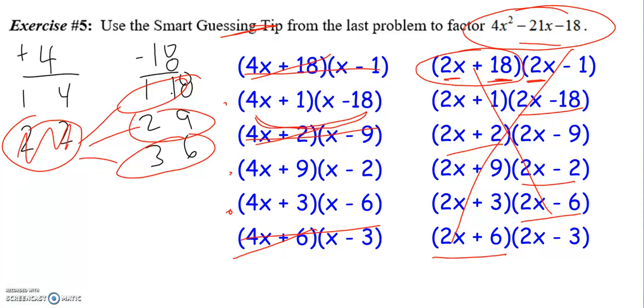And I'm running out of time. Let's see if I can do it fast. I'm not sure if I'll make it in time. Let's see, that would be 8, negative 8. We want 21. So 24 and 3, there's our winner right there. All right, so we'll give this a try in class tomorrow.